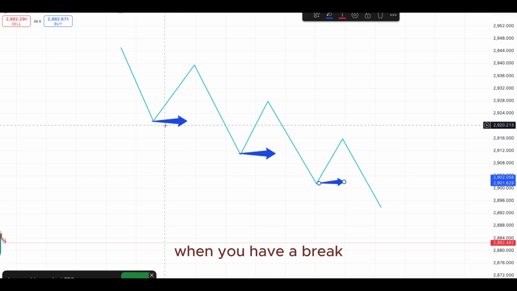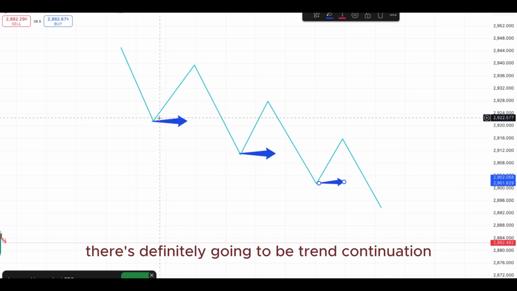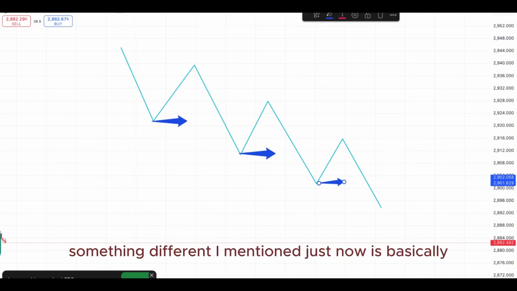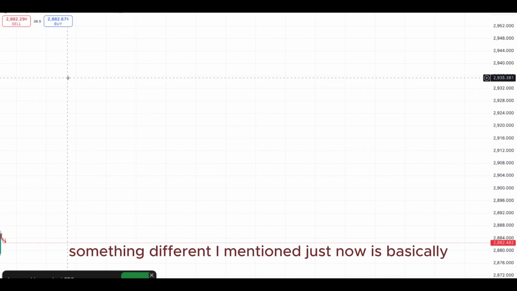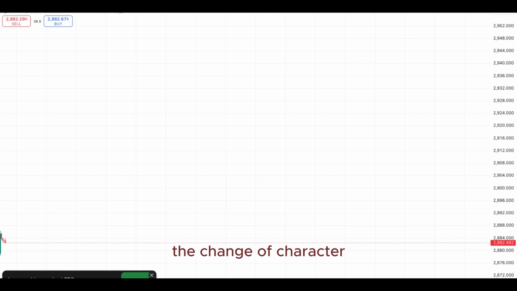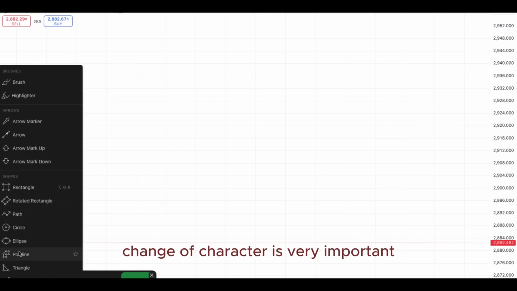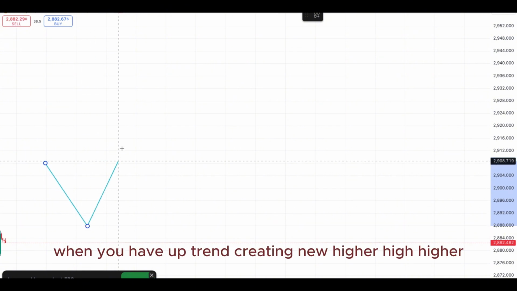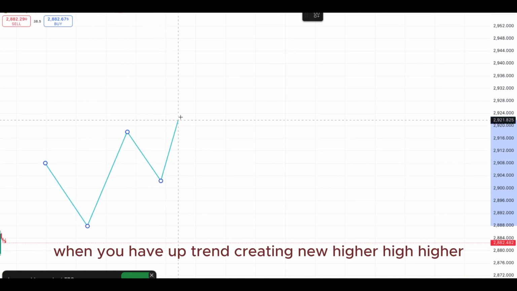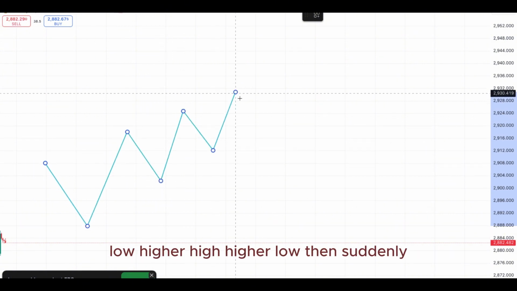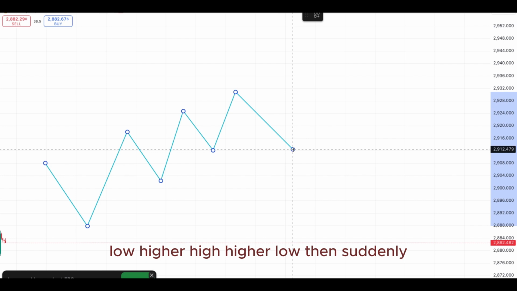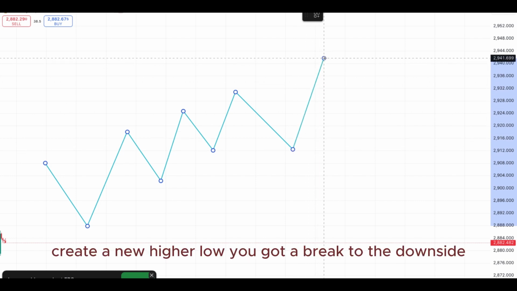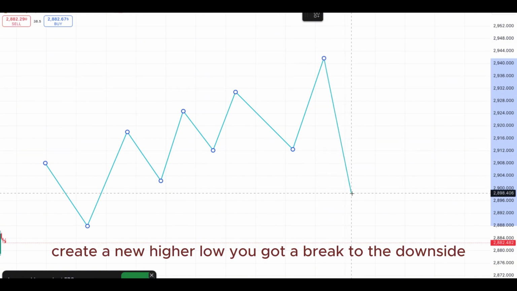When you have a break, there's definitely going to be a trend continuation or maybe something different. The something different I mentioned just now is basically the change of character. Change of character is very important in market structure. When you have an uptrend, creating a new higher high, higher low, higher high, higher low, then suddenly it creates a new lower low, you got a break to the downside.